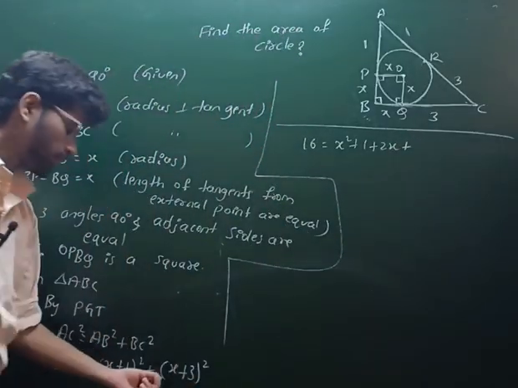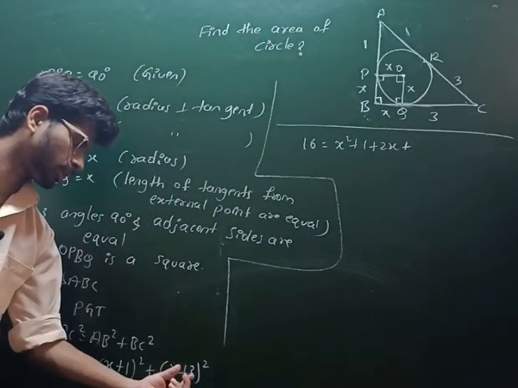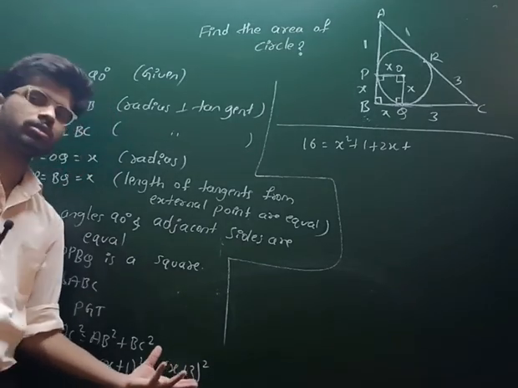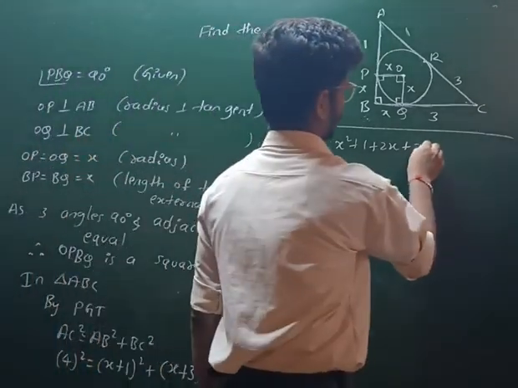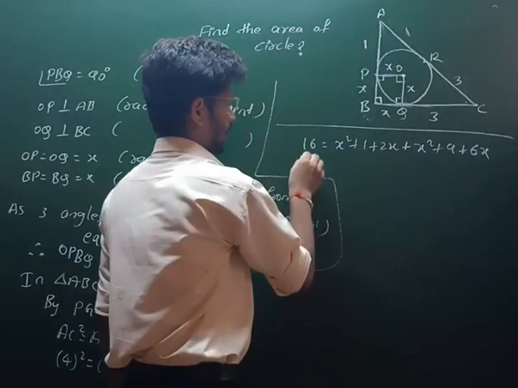Now here also the (a + b) whole square formula. That is a² = x², plus 3² = 9, plus 2ab, which is 2 into x into 3, that is 6x. So x² + 9 + 6x. Now add the like terms.